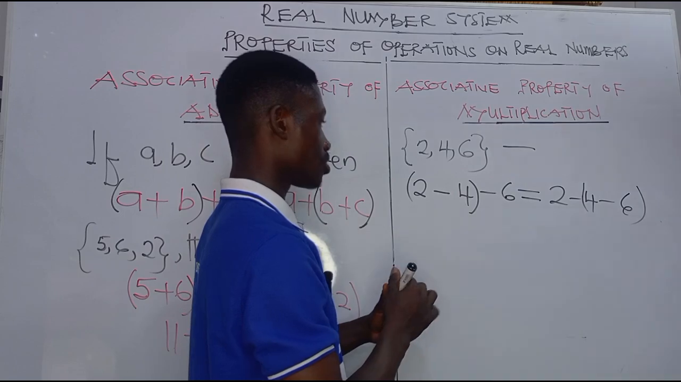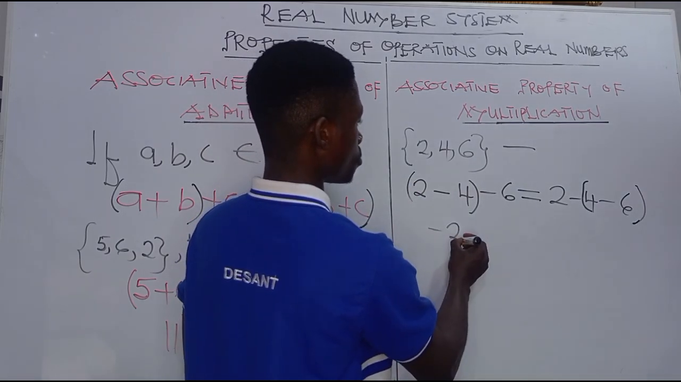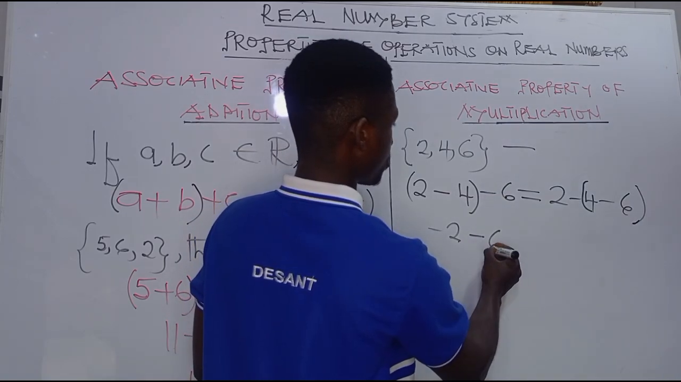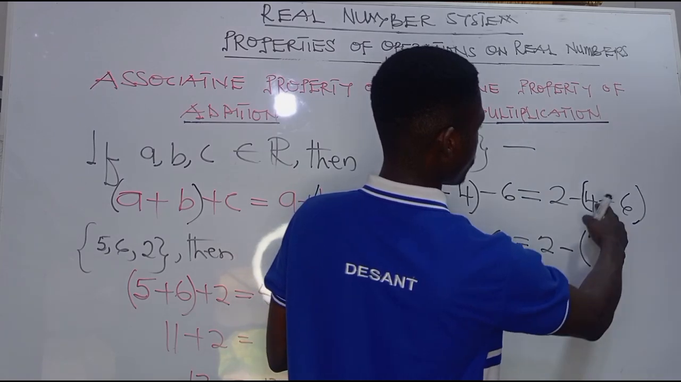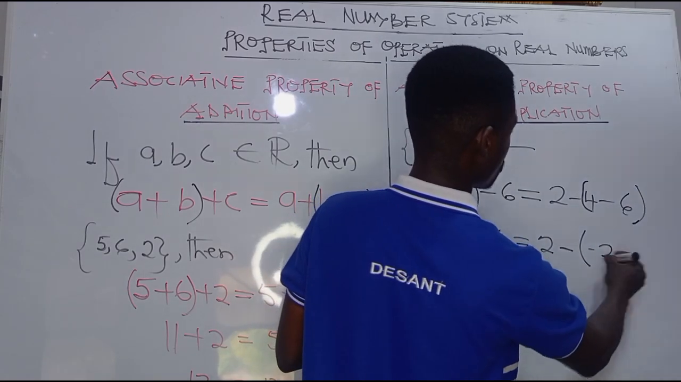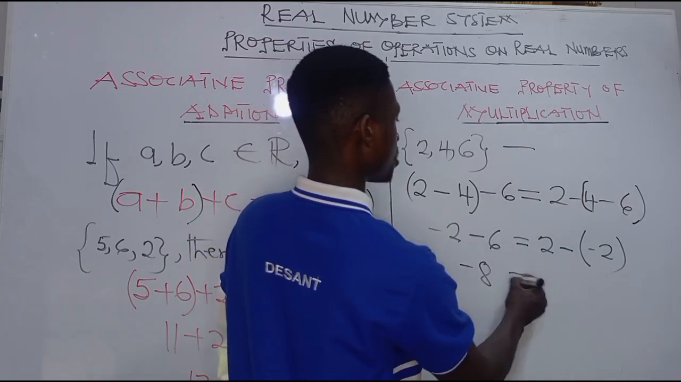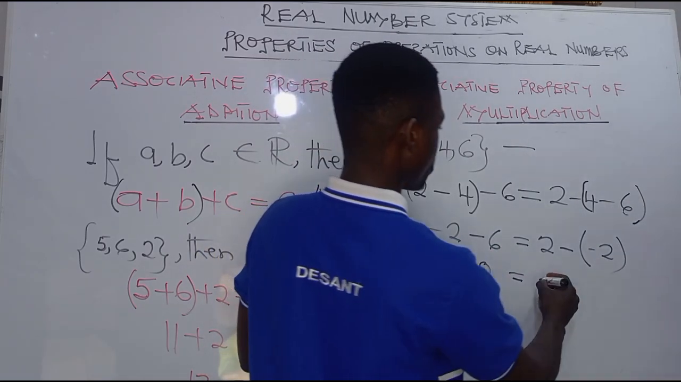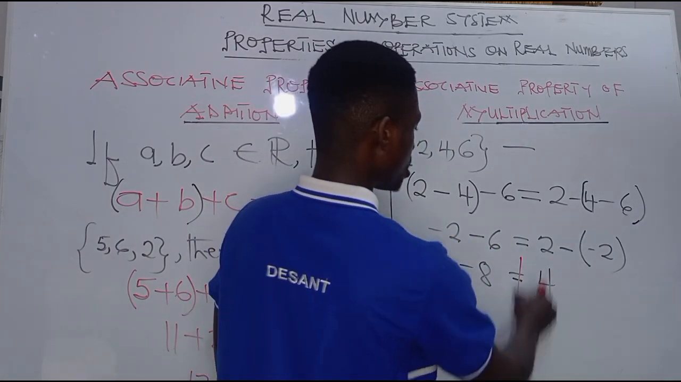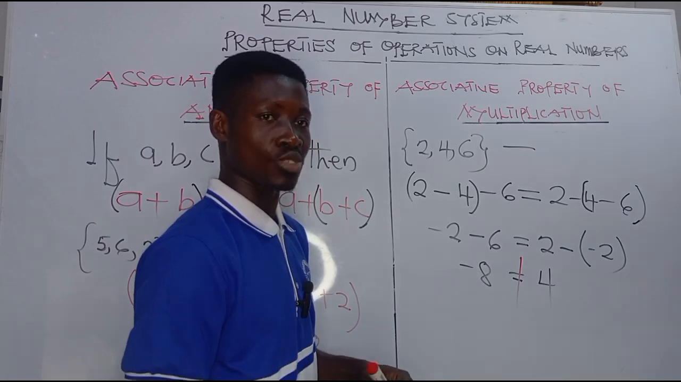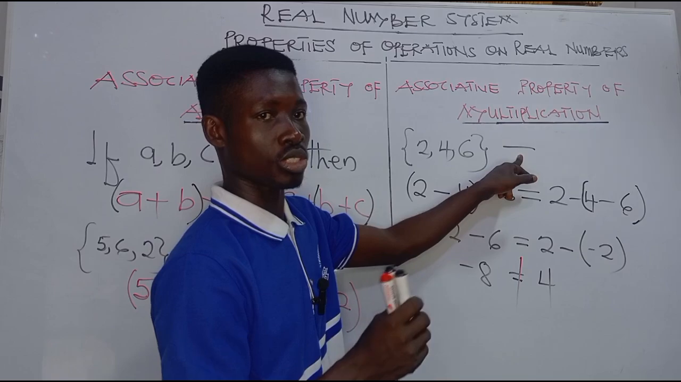We always subtract those within the bracket first. 2 minus 4 will give us minus 2. Then we have minus 6, right? So (2 minus 4) minus 6 will give us minus 8. And 2 minus (4 minus 6) gives us 4. So realize that minus 8 is not equal to 4. That is why we are saying that the associative property of subtraction does not hold.